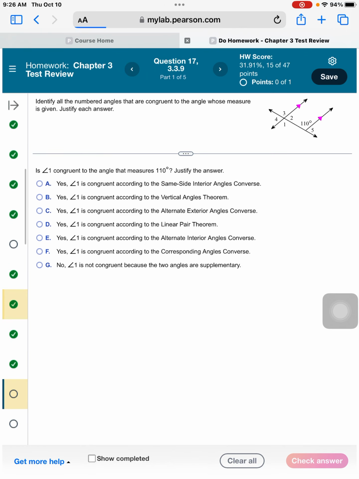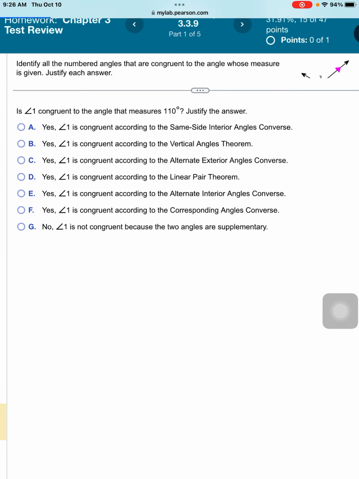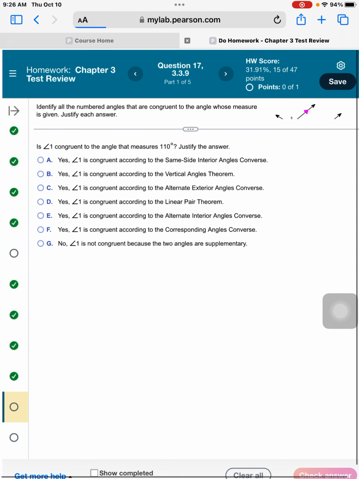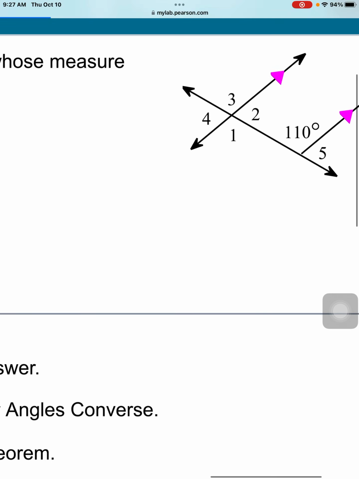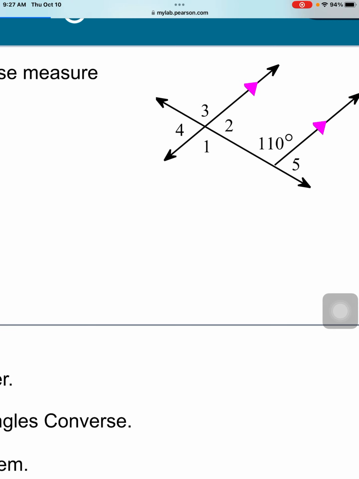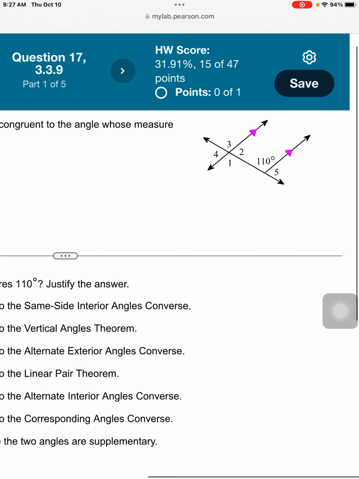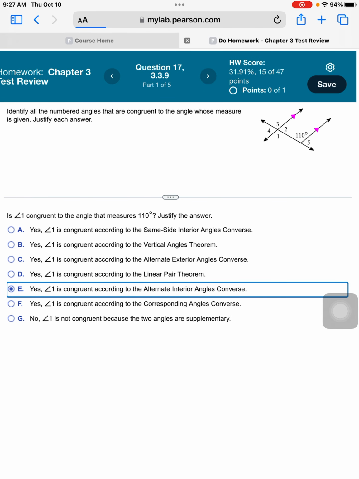Okay, so let's do this one. Same thing, guys. Identify all the numbered angles that are congruent to the angle whose measure is given. So it's asking, is angle 1 congruent to the angle that measures 110? Let's see. Yes, because of what? Alternate interior. Guys, it does not matter that this line is not fully drawn. You can draw an imaginary one on your paper. You can do a dotted line if it's going to help you see it better. So 110 and 1, yes, they are congruent because of the alternate interior angles converse.